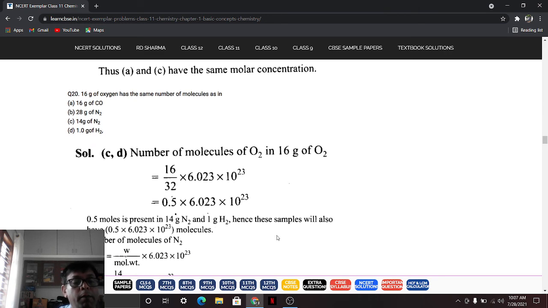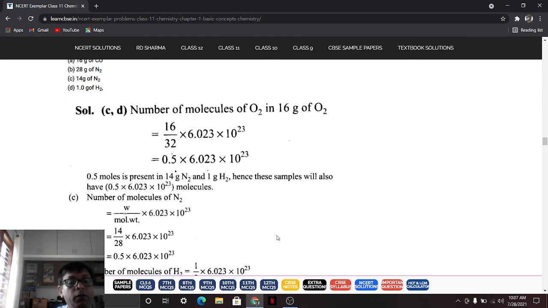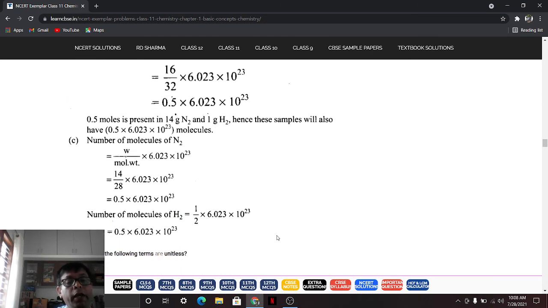Therefore, the number of molecules of nitrogen is equal to W divided by molecular weight into 6.023 into 10 to the power of 23. That is 14 divided by 28 into 6.023 into 10 to the power of 23, which is equal to 0.5 into 6.023 into 10 to the power of 23. Therefore, the number of molecules of hydrogen is 1 by 2 into 6.023 into 10 to the power of 23, which is equal to 0.5 into 6.023 into 10 to the power of 23.